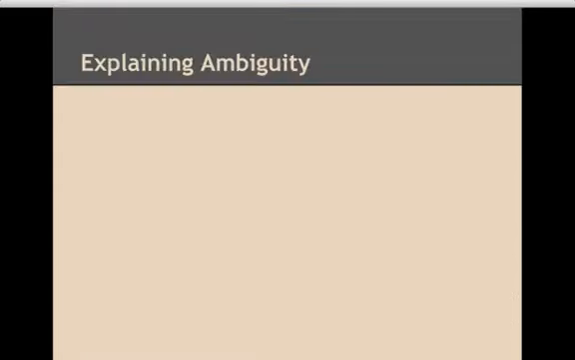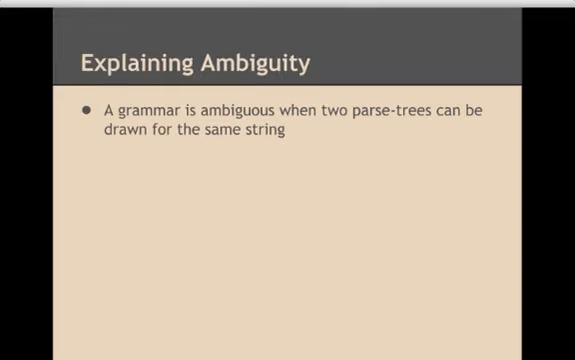So, explaining ambiguity. A grammar is ambiguous when two parse trees can be drawn from the same string. In other words, ambiguity results from one string having more than one meaning.